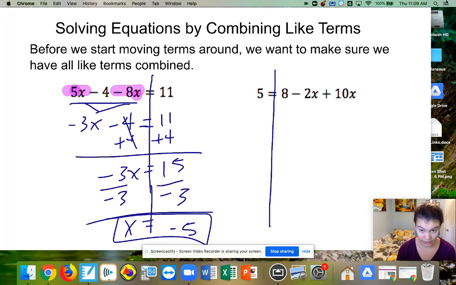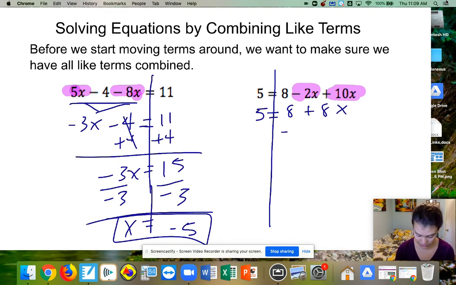And then we're only going to combine things to the right of our line. So we can combine this and this. So the 5 will drop down. 8 we're not doing anything with. Negative 2x plus positive 10x is going to be 8x. And now we're ready to solve.